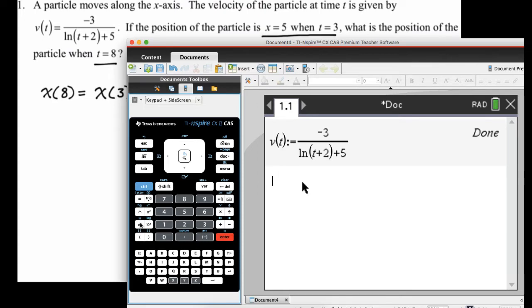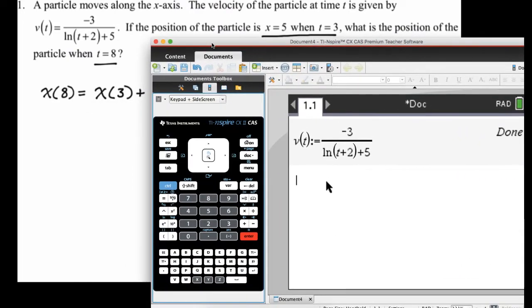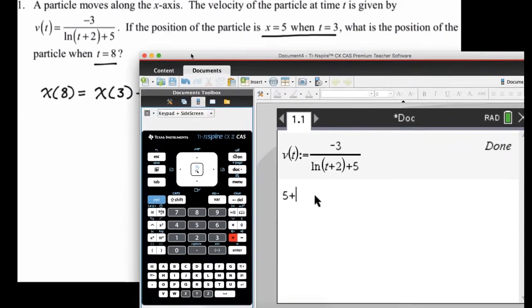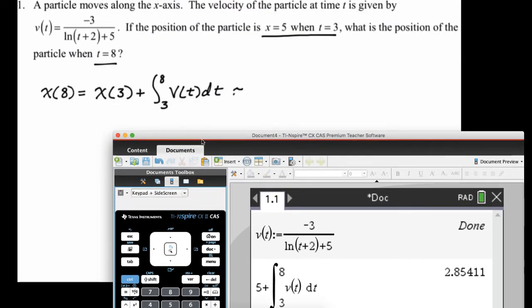And then what I want to do is what the problem says, right? So I'm trying to do x of 3, which is 5. So I want to do 5 plus the integral from 3 to 8. There's a shortcut for the integral template, which my students tell me is a lot faster on the handheld. I have my doubts, but I want to do 3 to 8. I'm pressing tab to move between things, and then I'm going to press var because I stored it, v of t dt, press enter, I get 2.854, so approximately 2.854, put a box around it. Let's move on to the next question.